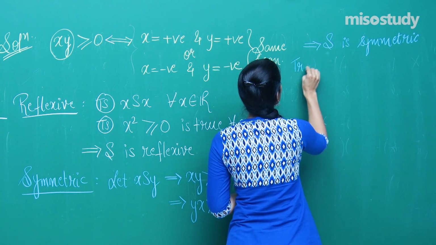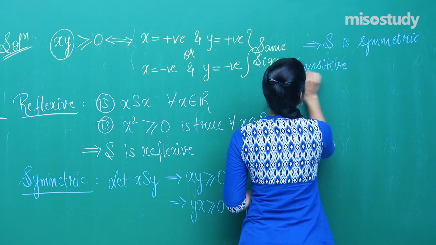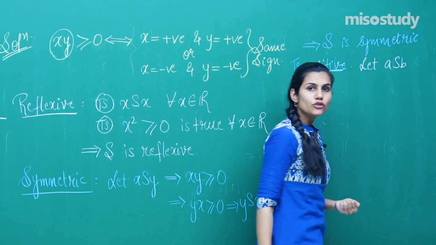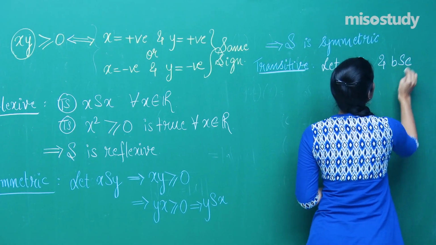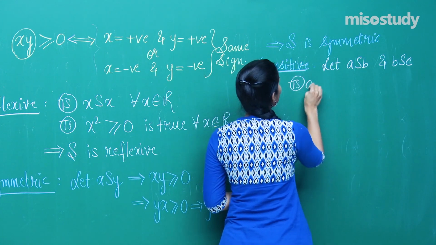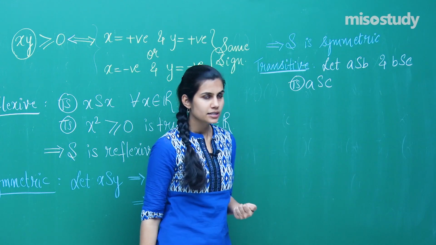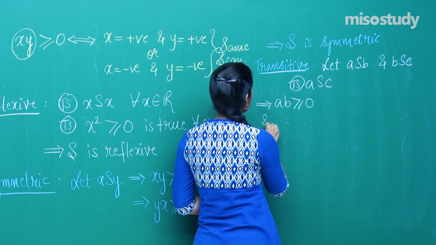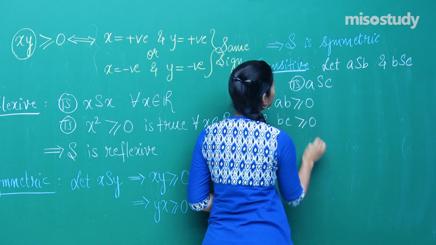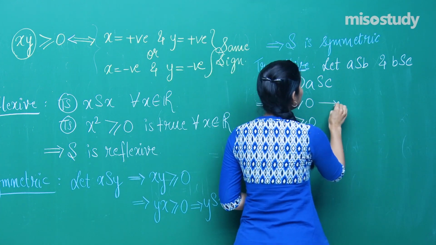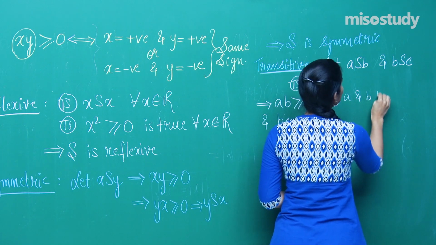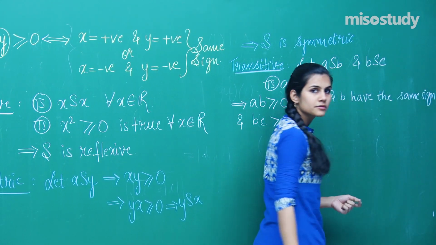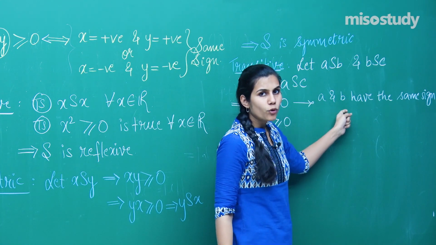The last thing left is transitivity. What do we mean by transitive? So let A be related to B under the relation S and B is related to C under the relation S. I have to show A is related to C under the relation S. If A is related to B by S, this implies A into B is non-negative, and B is related to C, that means B into C is non-negative, right? Now if A into B is non-negative, this means A and B have the same sign. Either A and B both are positive or A and B both are negative.